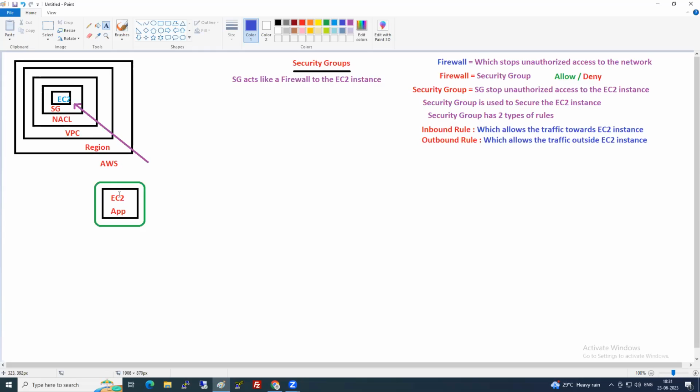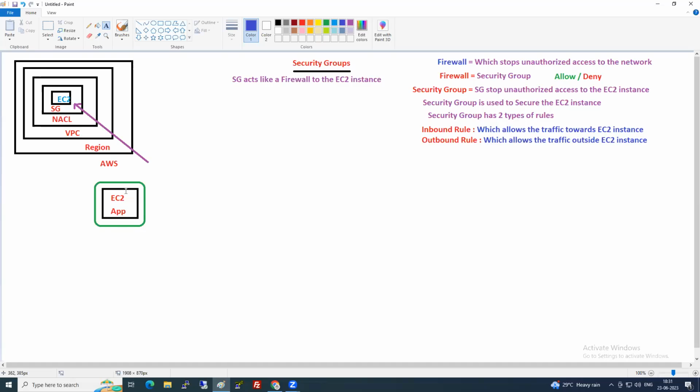By default, inbound rules are allow or deny. Certification question. By default, inbound rules are deny. That meaning whenever you go for a security group freshly, you don't have any inbound rules.